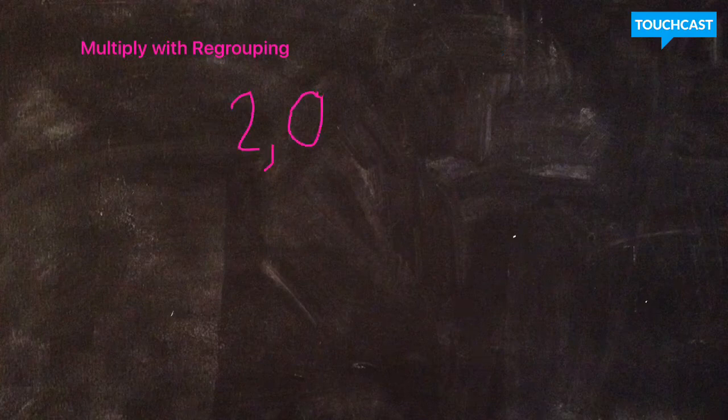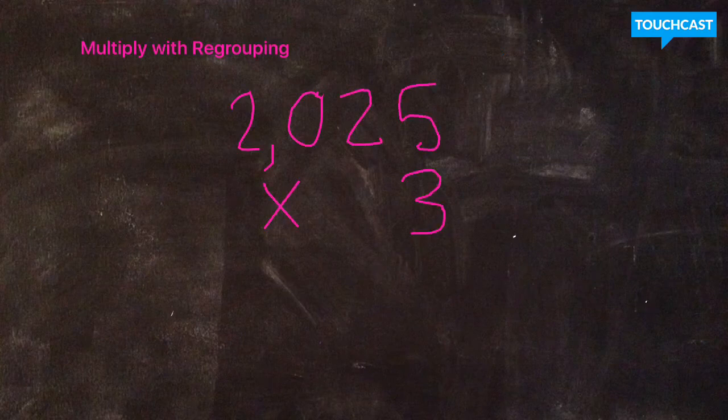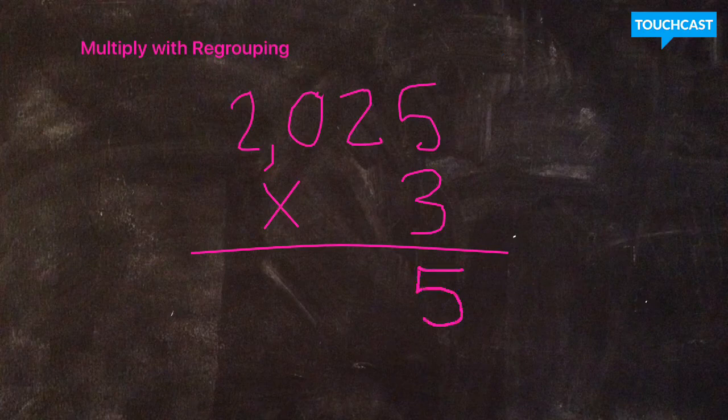The last strategy that I'm going to show you is multiply with regrouping. So we have the factor 2025, and we are going to multiply that by the factor of 3. If we remember with multiply with regrouping, the first thing that we have to do is multiply the ones. So 5 times 3 is 15. My 5 goes in the ones place. I'm going to regroup my 1.